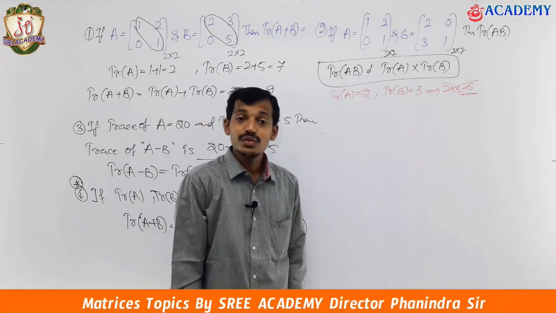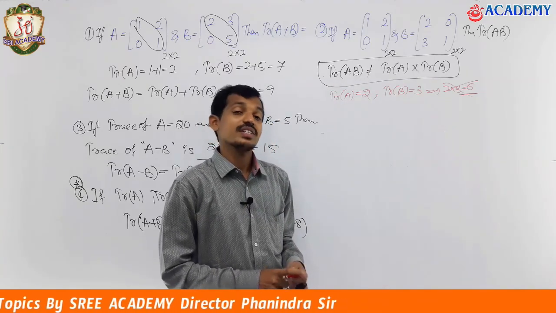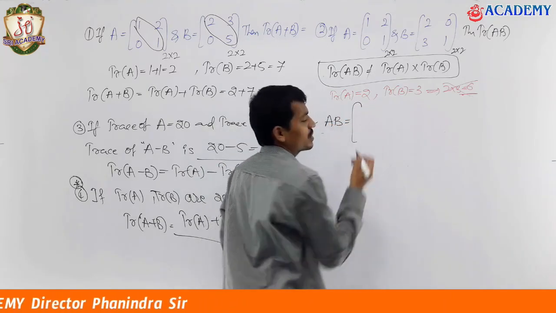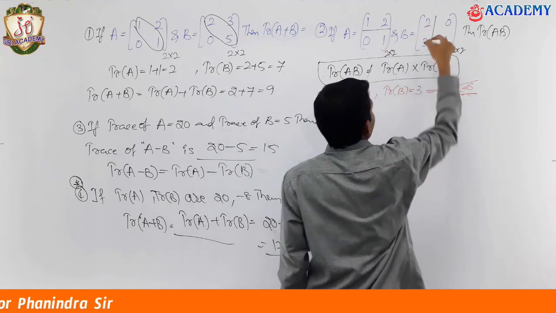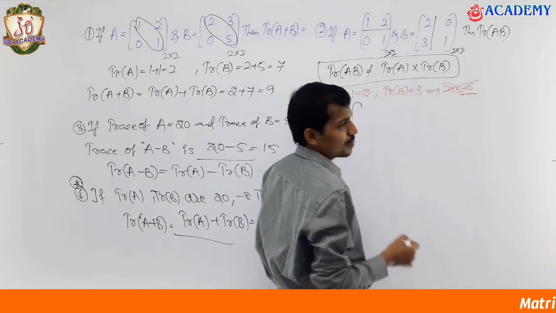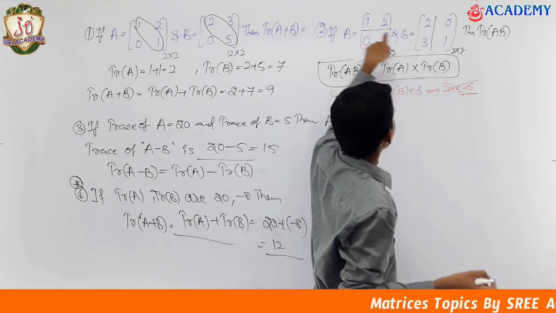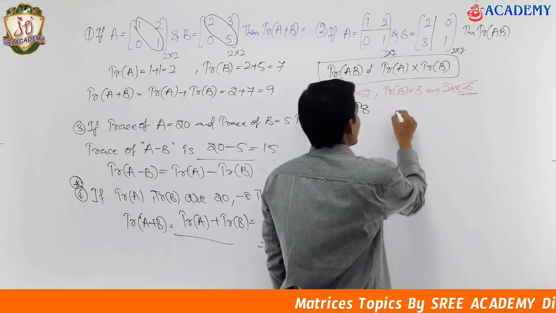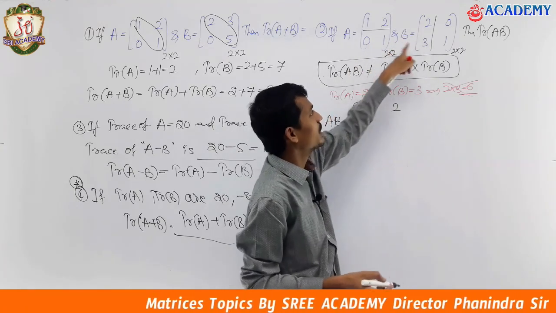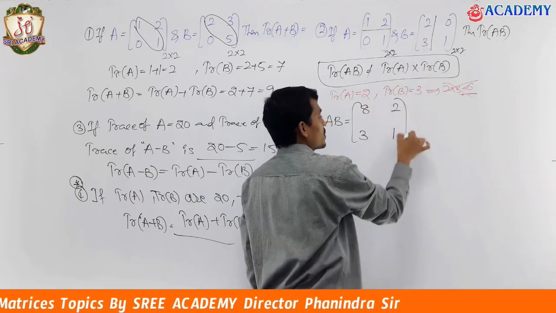What do we have to do to find trace of AB? He has given A and B, so first of all you have to find the AB matrix. AB matrix is going to be what? First row with first column, first element: 1 into 2, 2, plus 2 into 3, 6, 2 plus 6, 8. Next, first row with second column: 1 into 0, 0, plus 2 into 1, 2, that is 0 plus 2 equals 2. Next, second row with first column: 0 into 2, 0, plus 1 into 3, 3. Next, second row with second column: 0 into 0 plus 1 into 1, 0 plus 1 is nothing but 1.